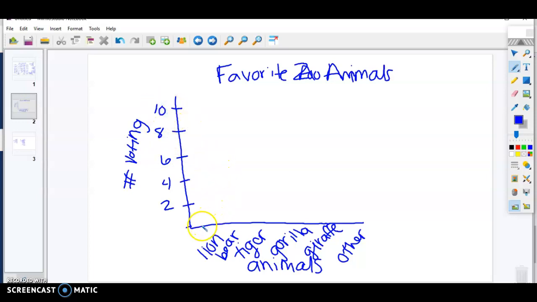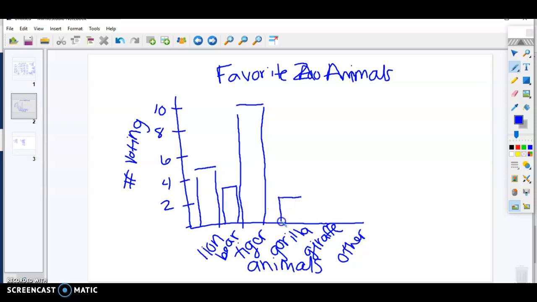Okay? So then for my lion, I had 5. I'm going to go up to 5, put a line, draw the bar. For tiger, I had 10, so I'm going to go all the way up here. Again, yours should be nice and neat, not squiggly like mine since I'm doing it on a computer. My bear, I had 3. Gorilla, I had 2. Giraffe only had about 1, and other had about 4. So then there's my bar graph.